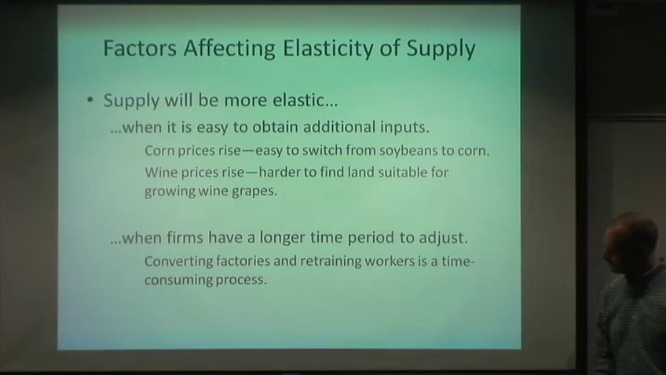A perfectly inelastic curve is one where the supply or demand curve is vertical, straight up and down. The quantity does not depend at all on the price. One example of this would be beachfront land. There's a limited supply of beachfront land, and all the price increases in the world for beachfront land are not going to create any more.